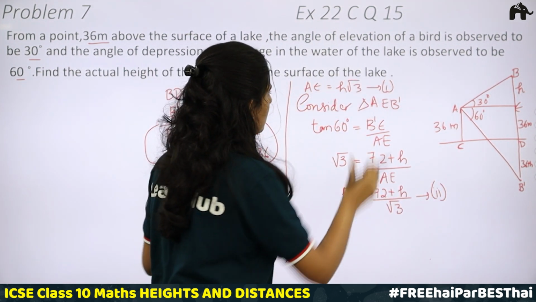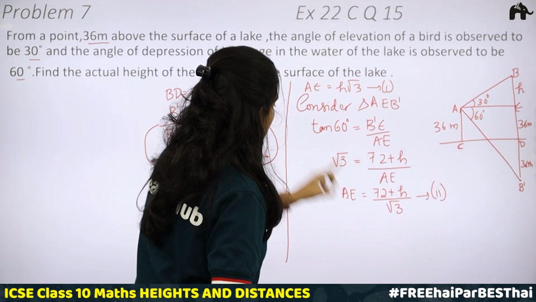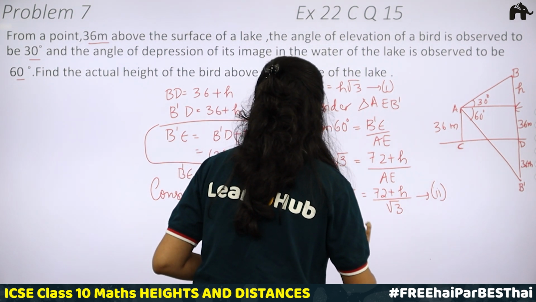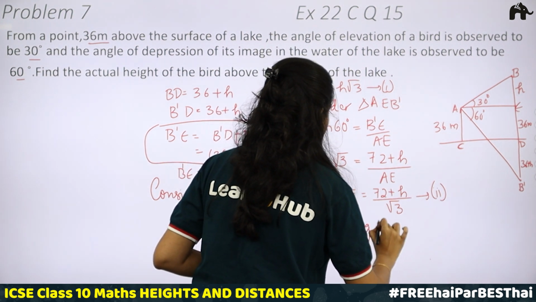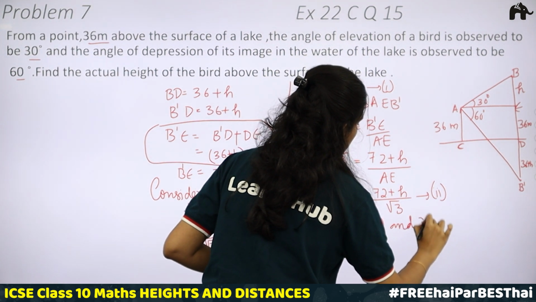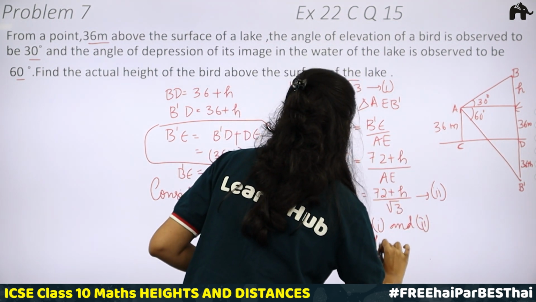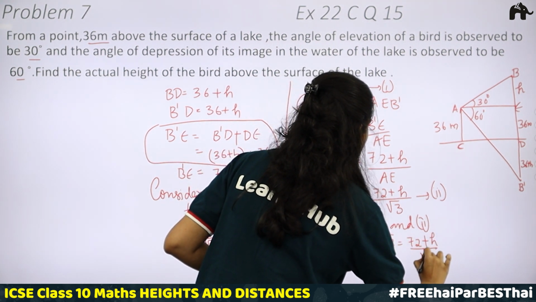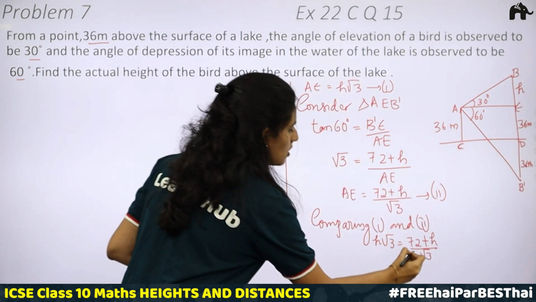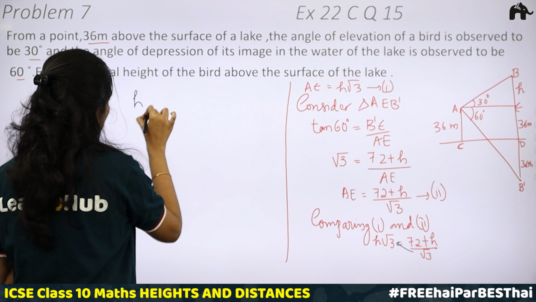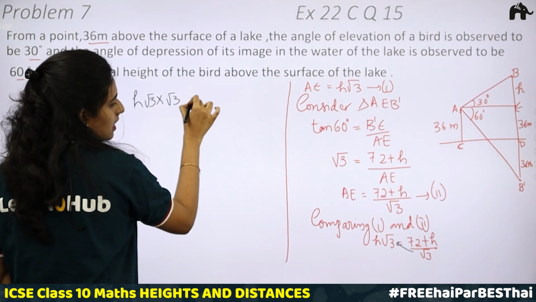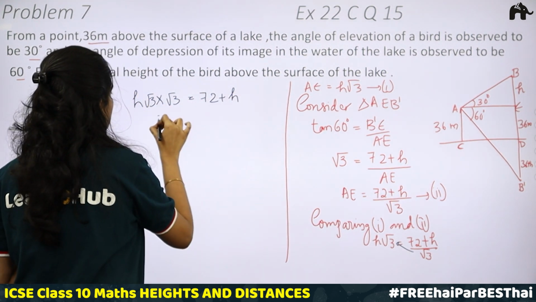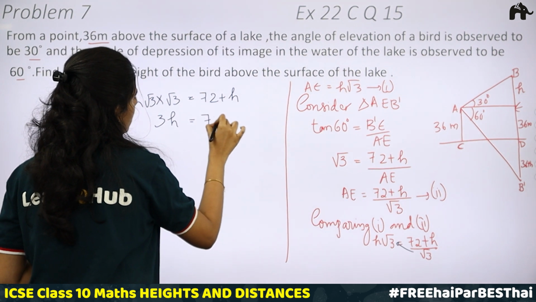Next step, comparing 1 and 2. Here on the left hand side we have AE, right? Left hand side of the second equation is also equal to AE. Comparing 1 and 2, we get H root 3 is equal to 72 plus H divided by root 3. Next step, cross multiplying. H root 3 into root 3 is equal to 72 plus H. Root 3 into root 3 is 3. 3H is equal to 72 plus H.